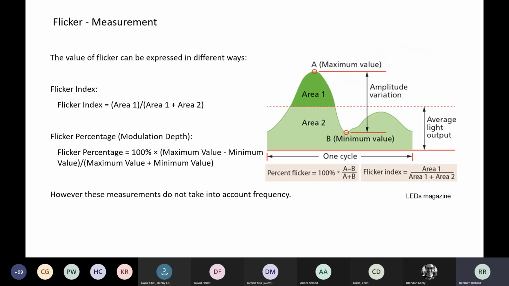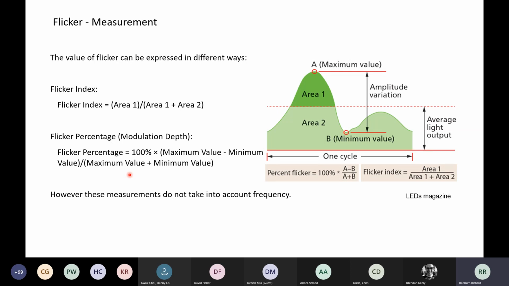In terms of flicker measurement, there's a couple of ways you can do this, and we'll come to the document in a minute that has this. But we can have this flicker index, that is area 1 divided by area 1 plus area 2, and we can have a flicker percentage that is calculated with this. However, there's a big problem using that because they don't take frequency into account.